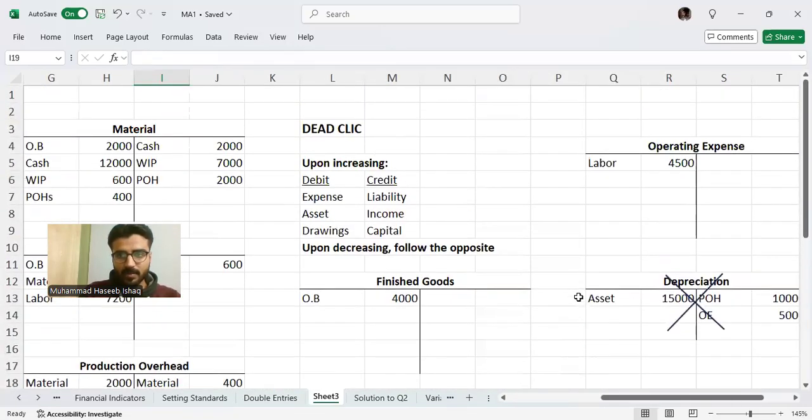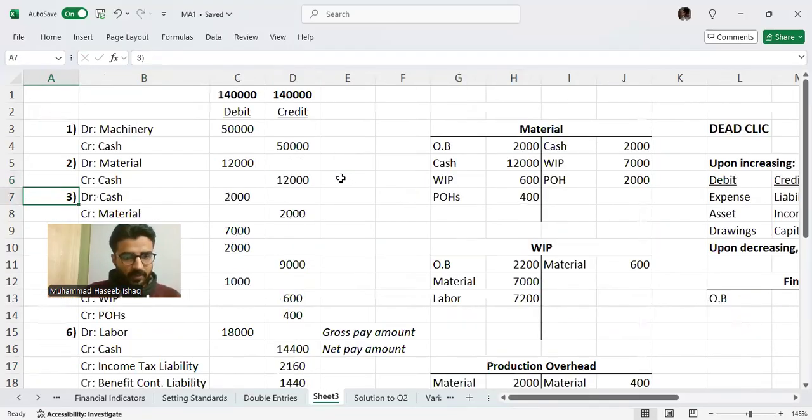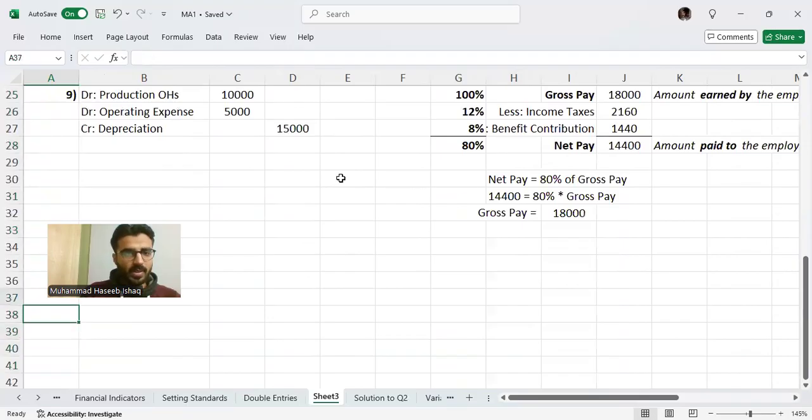So where was operating expense account? Here it is, 5,000. And we have to write the name of the opposite account that is being credited, and that is depreciation. We have completed this transaction. Now let's move towards the 10th transaction.